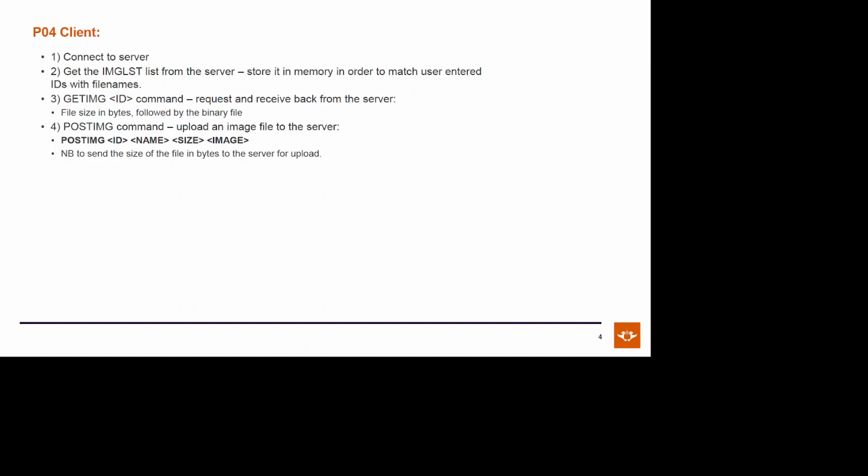So then you've got the getImg and then ID command. Once again, we're going to be downloading the image. So we'll first get back from the server the file size in bytes, and that'll then be followed by the binary file. The reverse of that then is posting the image. If we send the post image command is where we want to upload to the server, and so we'll send it the post image command followed by the ID, the name of this file, the size of this file, and then the actual file.